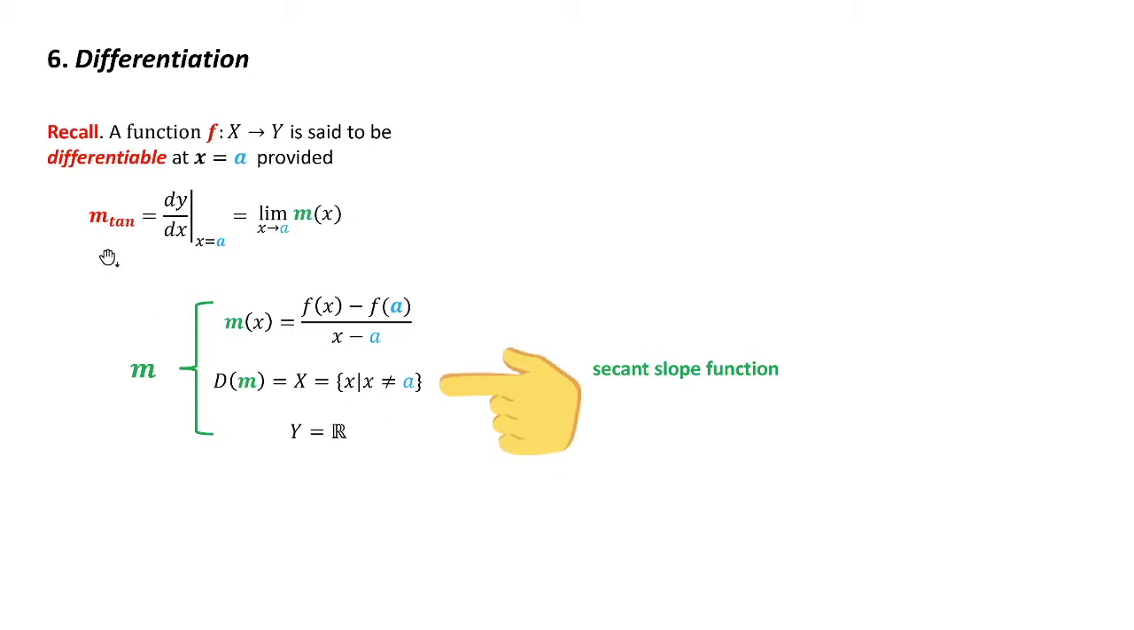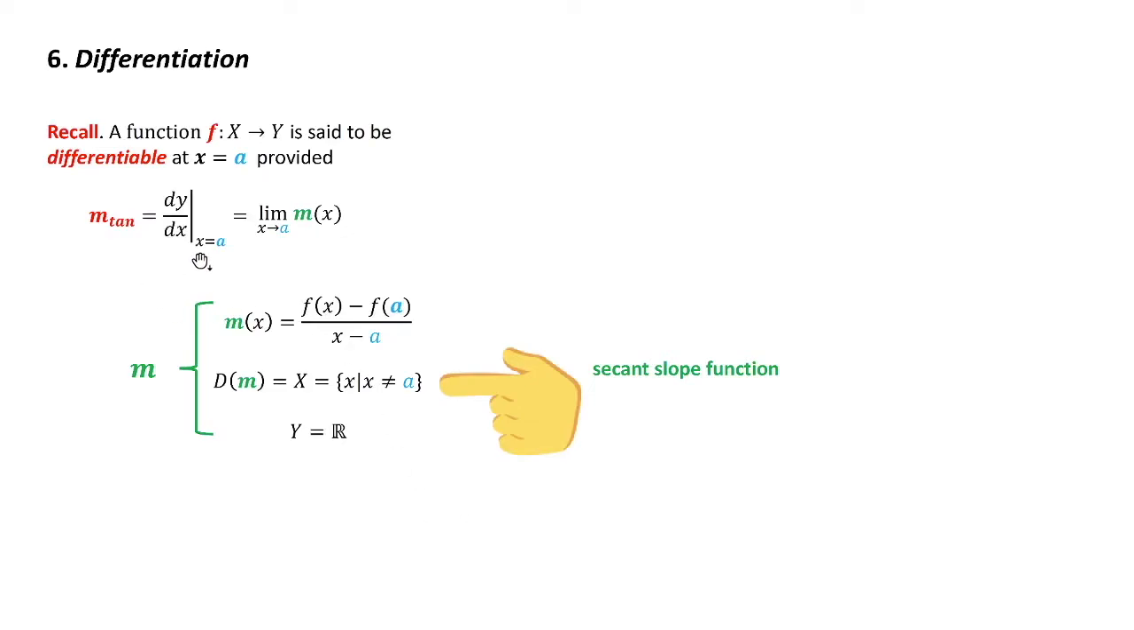The slope of the tangent line, right? A function is differentiable if we can obtain a slope of the tangent line, and that's the limit of the secant slope function. In fact, this definition is most useful when the function is piecewise, as we saw in the examples last time. Then you really have to use this.